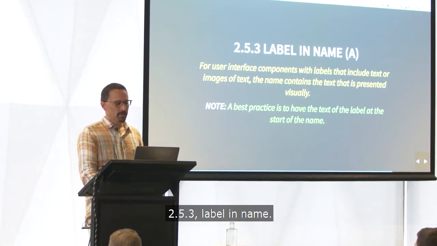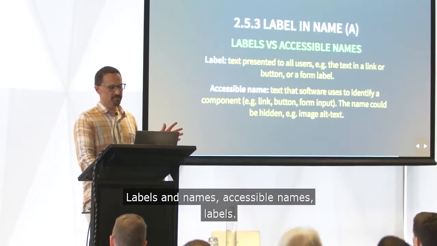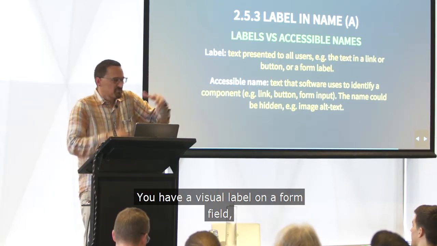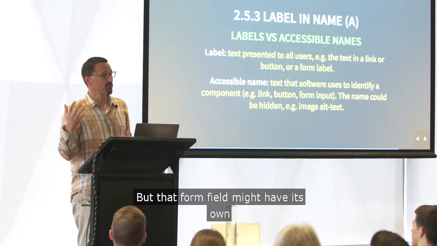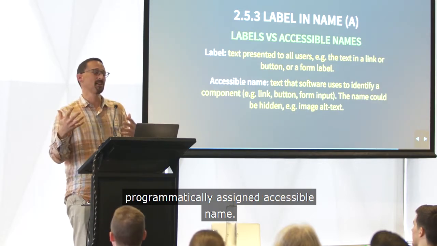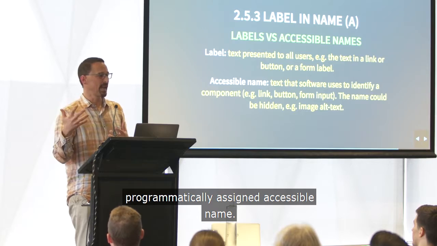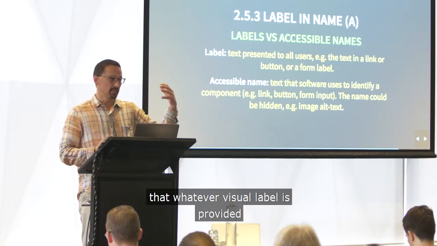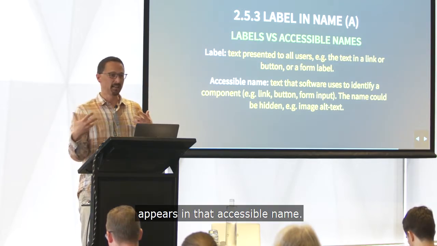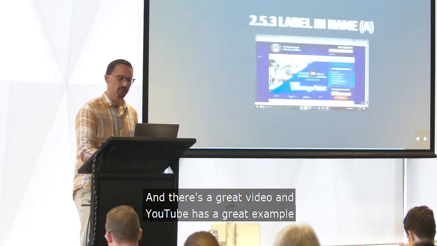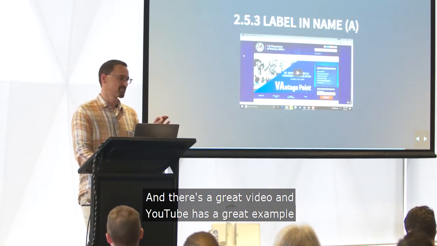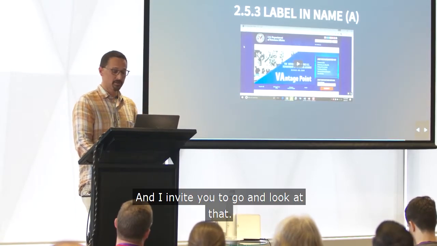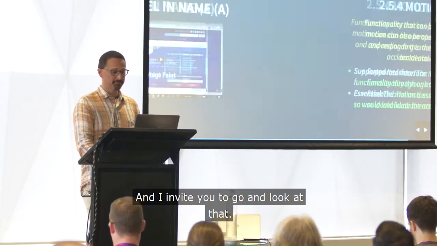2.5.3, label in name. This is labels and names. Accessible names, labels, you have a visual label on a form field. Sighted users say, well, that's obviously the label for that form field. But that form field might have its own programmatically assigned accessible name. And you have to make sure that if you give something an accessible name, whatever visual label is provided appears in that accessible name. And there's a great video, Eric Wright on YouTube has a great example of using speech recognition of why this is critical. And I invite you to go and look at that.